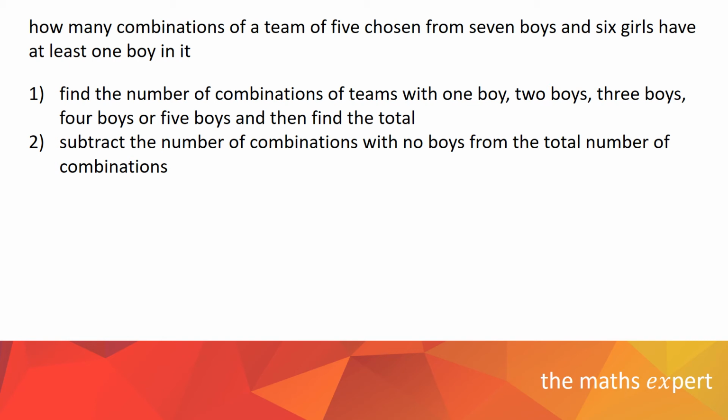The total number of teams will be 13 choose 5, as 13 is the total number of people and we are choosing a team of 5 from it. Therefore, we need to subtract 6 choose 5 from this, which is the number of teams with 5 girls in. So the answer will be 1,281 combinations. Notice the use of the language of at least.